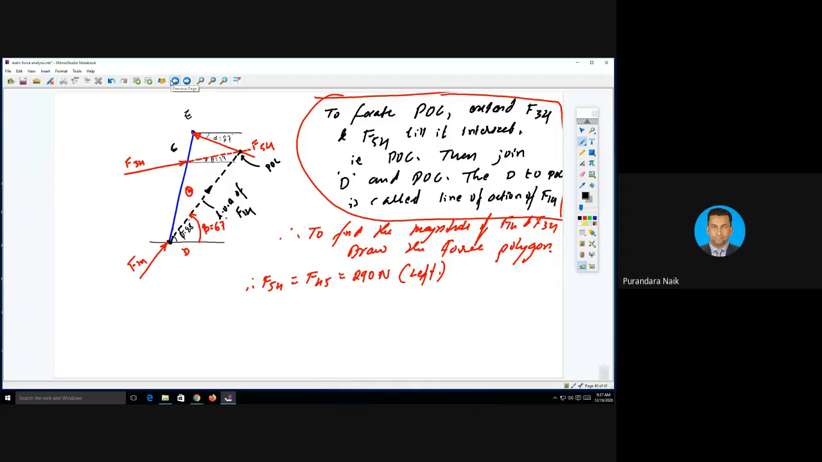290 means what is the length? 300 would be 6 centimeters. How much is the length?